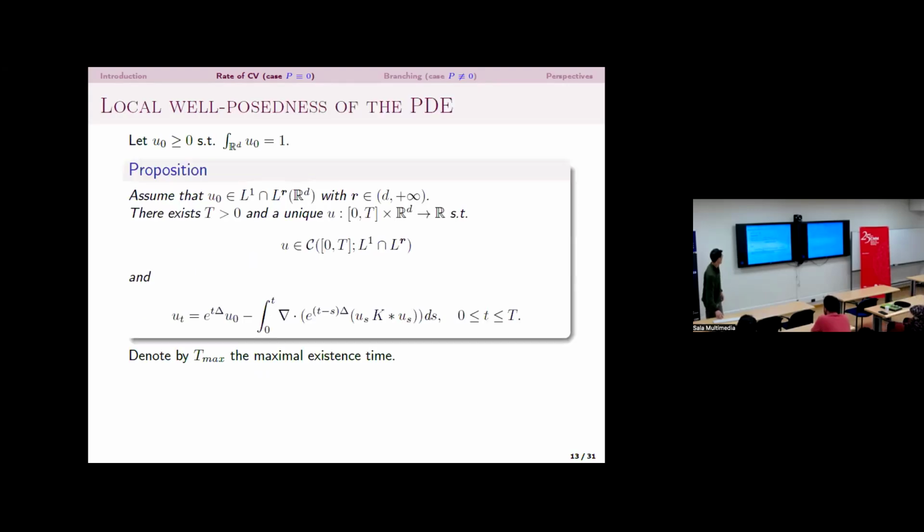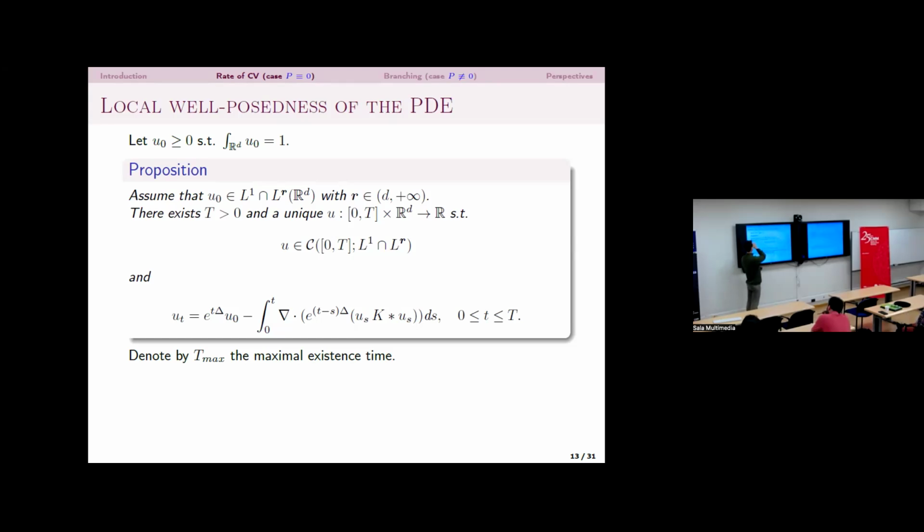Okay. So the first thing concerns the PDE. This is not something very difficult, but there are a few things to mention here. So the setup will be the following. u0 is my initial density. So it's a density first. And I will assume that it's in some Lebesgue space L^r, with r larger than the dimension. And what you can do, just simply by doing a fixed point argument, is prove that there is a solution u to the Keller-Segel PDE locally in time.